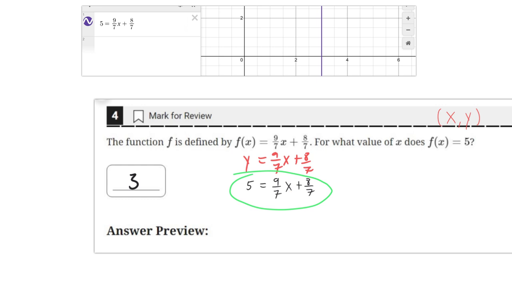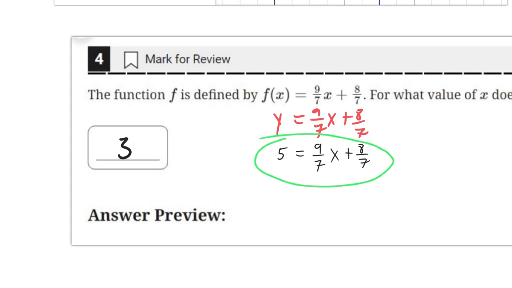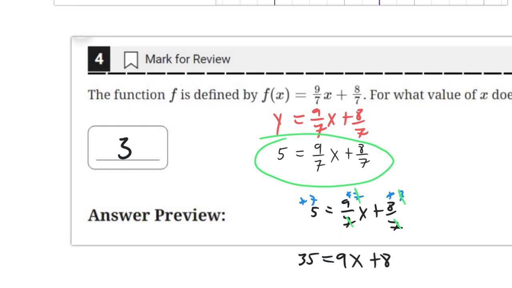Now, some people might want to know, how do you solve that algebraically without Desmos? Well, this would just be a matter of recognizing that these denominators are annoying, and therefore you can multiply both sides of the equation by the denominator. You can multiply both sides of the equation by 7, which means it really amounts to multiplying all the numbers by a 7. That would cancel these, and then you would have 35 equals 9x, because the 9 is still left over, plus 8. And then you would just solve that in the typical way.